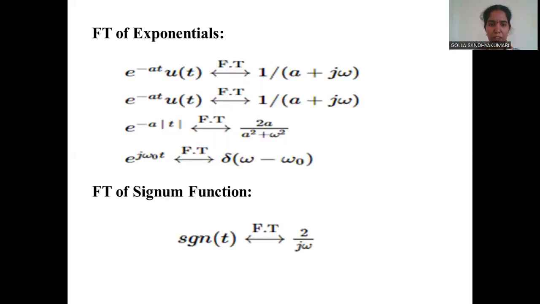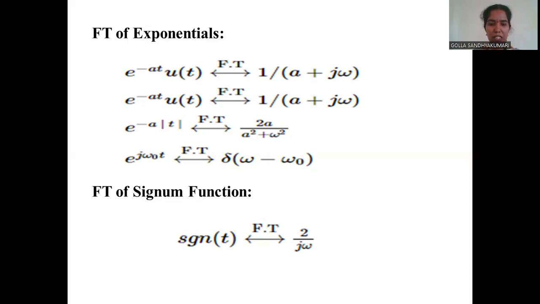Next, the Fourier transform of exponentials. The Fourier transform of exponentials e power minus a t u of t and e power j omega naught t equals delta of omega minus omega naught. For e power minus at into u of t, if you apply the Fourier transform to this, you will get 1 by a plus j omega.